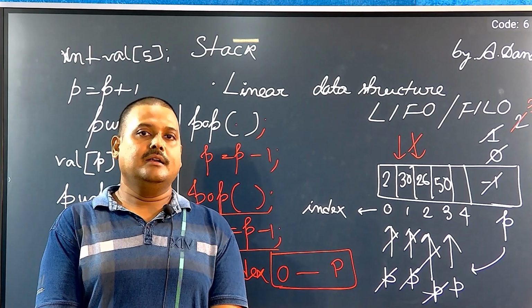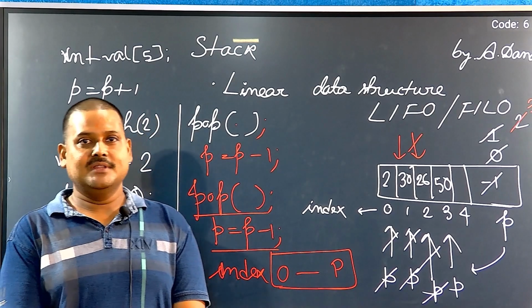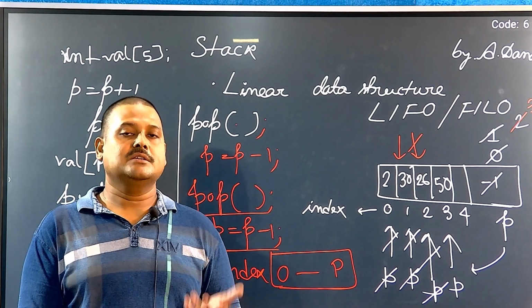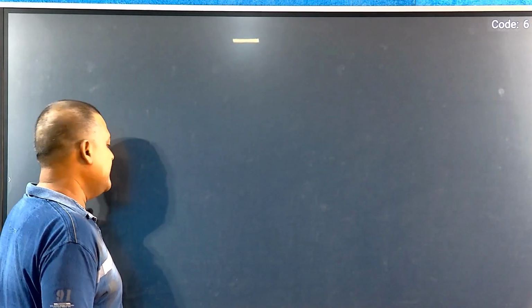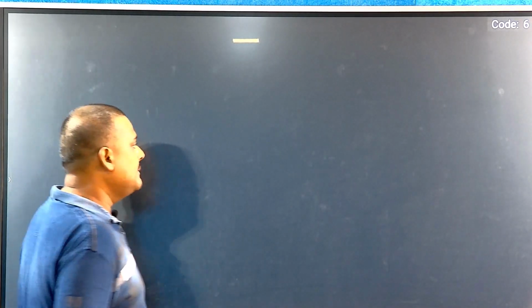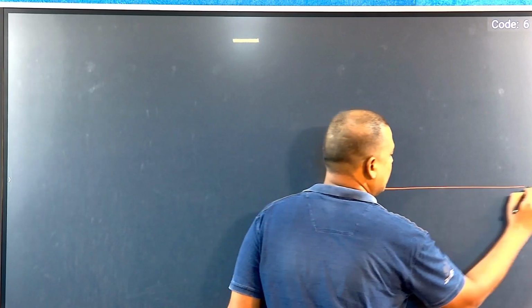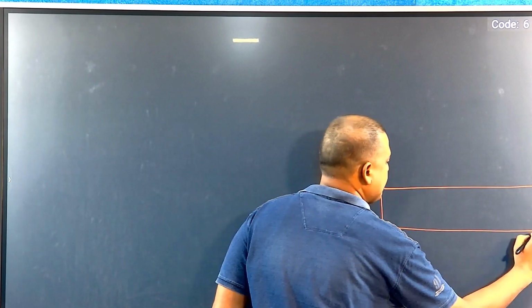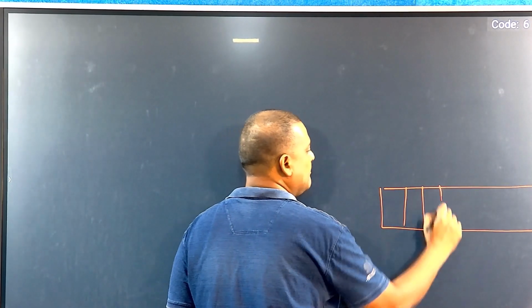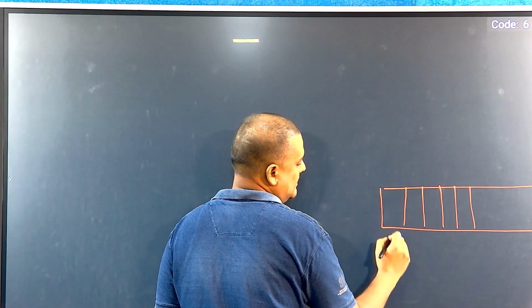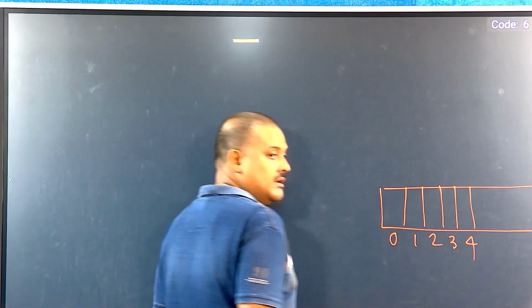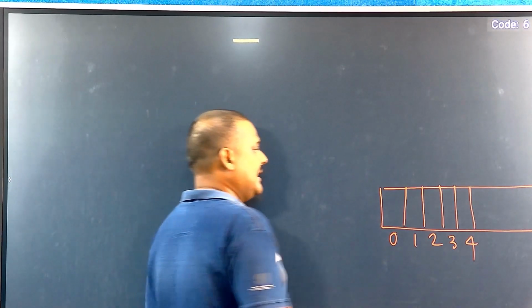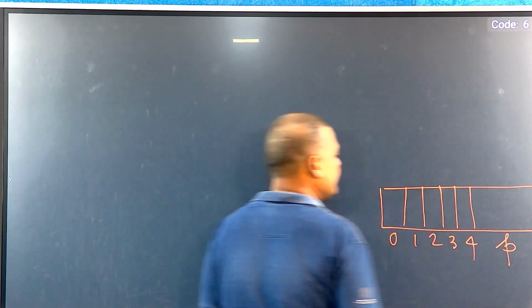Okay. Now we are going to discuss the coding implementation using the C language. Let us have a look. So, what are we trying to do? We are trying to allocate some memory space where some memory will be defined which has 5 different indices, 0, 1, 2, 3, 4, and another one is P.